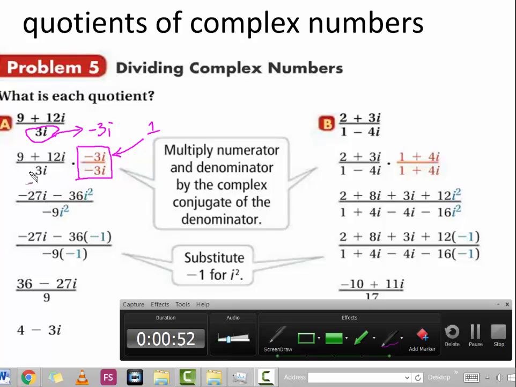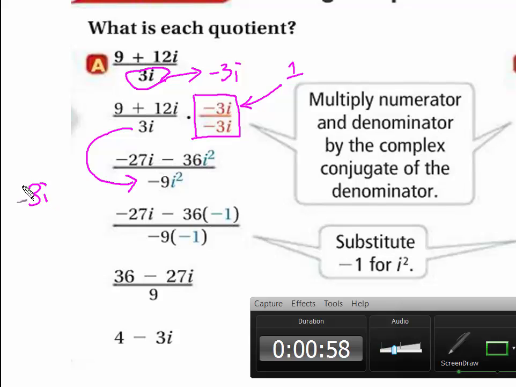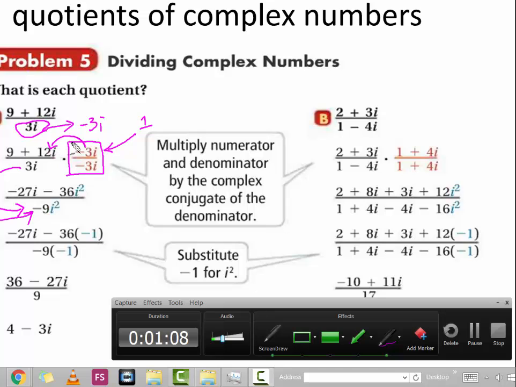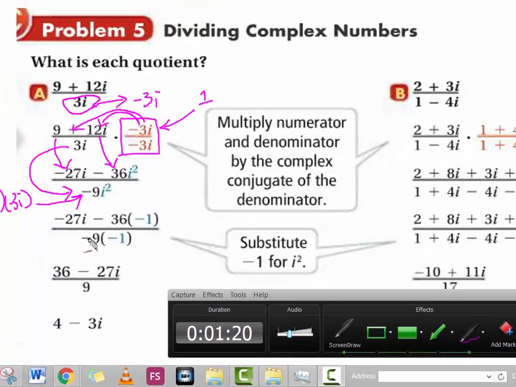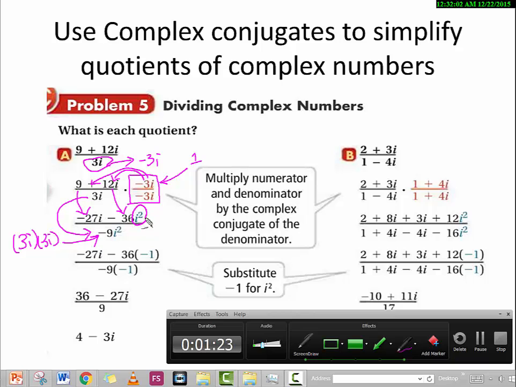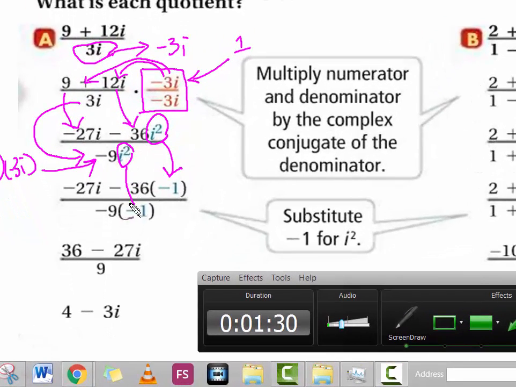But by doing that, we can come up with this, because this is negative 3i times negative 3i. You got these things. And then on the top, in the numerator, we do the distribution. So 3i times plus 12i, we have negative 36i squared. And negative 3i times 9, we got negative 27i. And the next thing is, when you see i squared, we can change it to negative 1. Same here, i squared, we're going to have negative 1. And then we simplify the whole thing. We end up getting 4 minus 3i. Done.